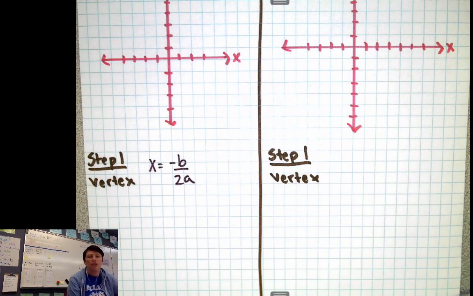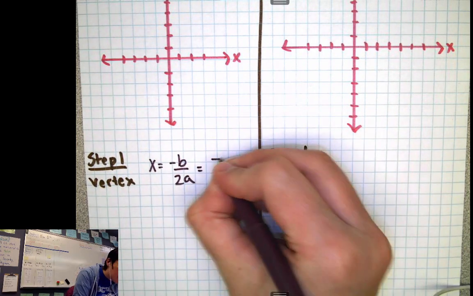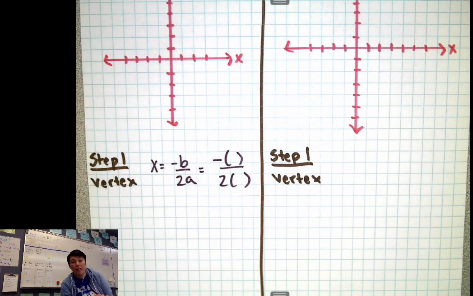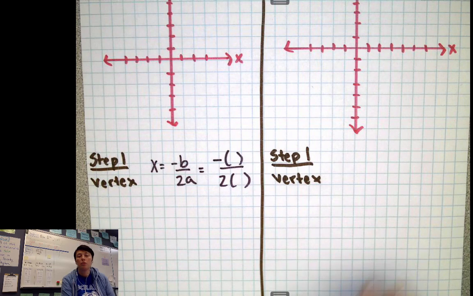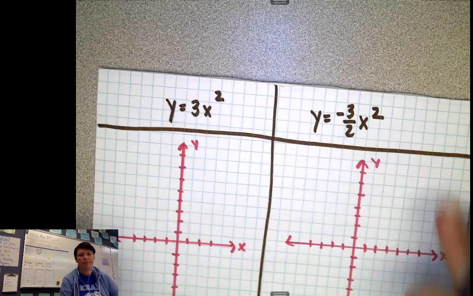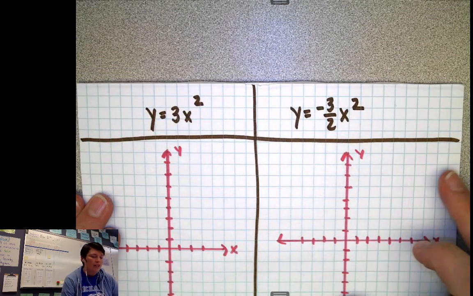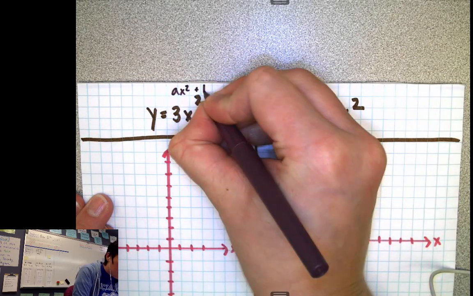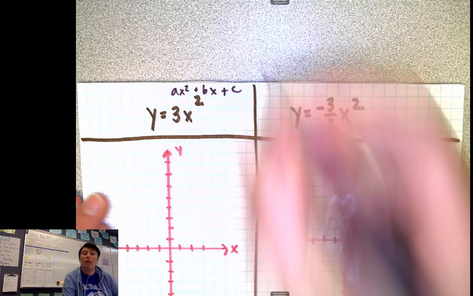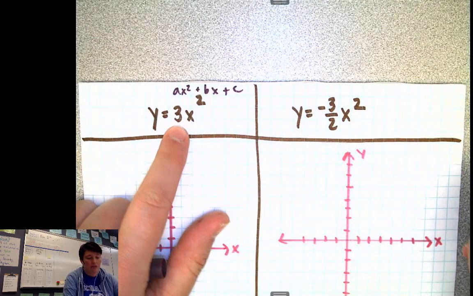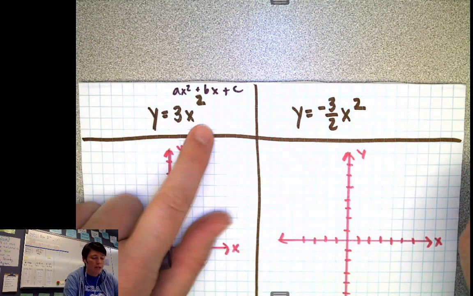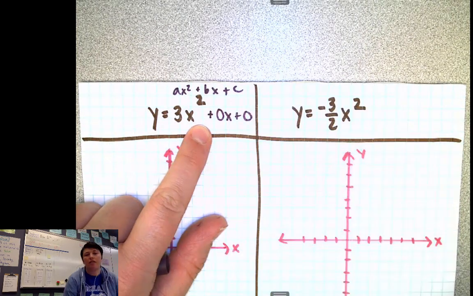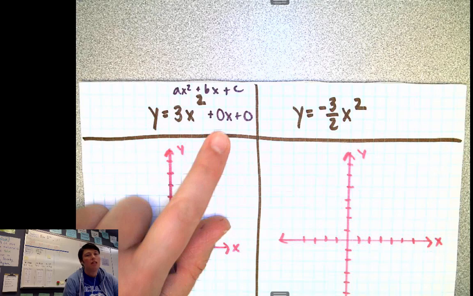That's our equation. So really, it's going to be negative blank over 2 times blank. Except we haven't identified what the ABCs are yet. So we're going to need to do that. So I'm going to go back up and look at this problem. Standard form is always ax squared plus bx plus c. Well, I definitely see the a. A is 3. But I don't see the b and the c. That's because they are zeros. 0x plus 0. There's nothing there. So the b and the c are 0.